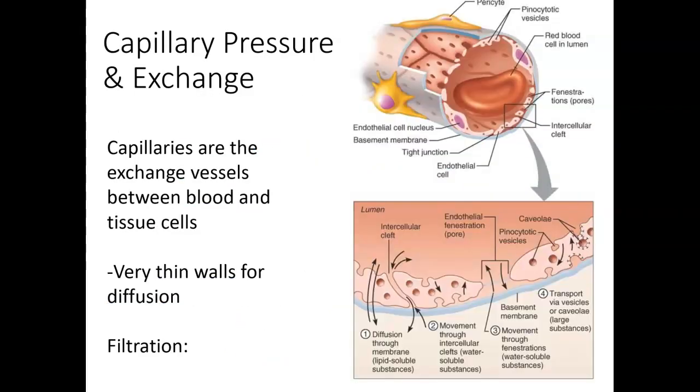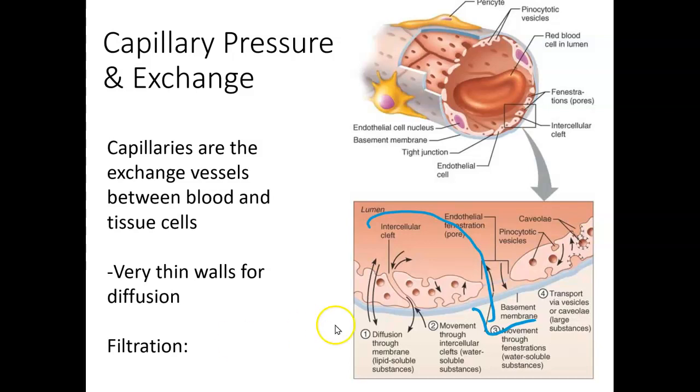Now, we're going to wrap up by looking at capillary exchange. So we already said they're the exchange vessels. We said they have thin walls. We can see a typical capillary here. They use diffusion. They can use some active transport and osmosis. We're going to focus on filtration. So filtration, remember, is pressure driven. So it's just pushing materials through based on pressure. So the materials are moved from a high pressure to a low pressure.